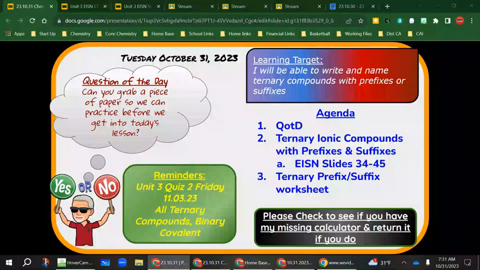Come up and grab a piece of paper, ladies and gentlemen. You're going to need it for what we're going to do at the start today. So let's go, let's go, let's go.